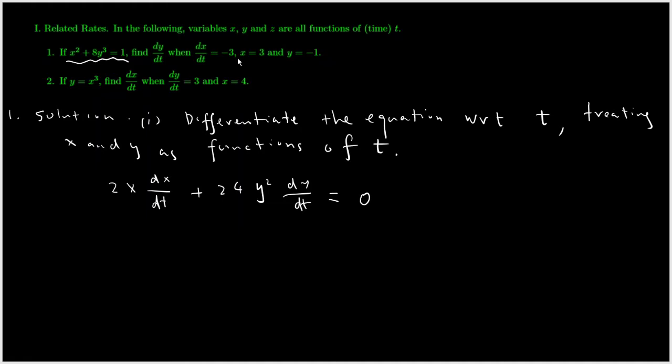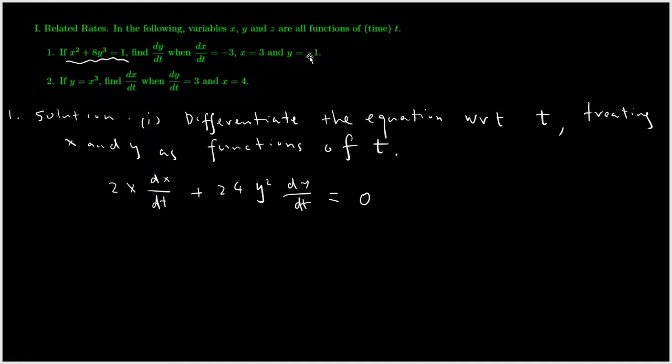That is the first step. Differentiate the equation with respect to time t, treating all the variables as functions of t. After that, all we need is to plug in the numbers. Again, we know the rate of change of x, which is -3, and we are looking for the rate of change of y. Of course, you need to use other conditions.